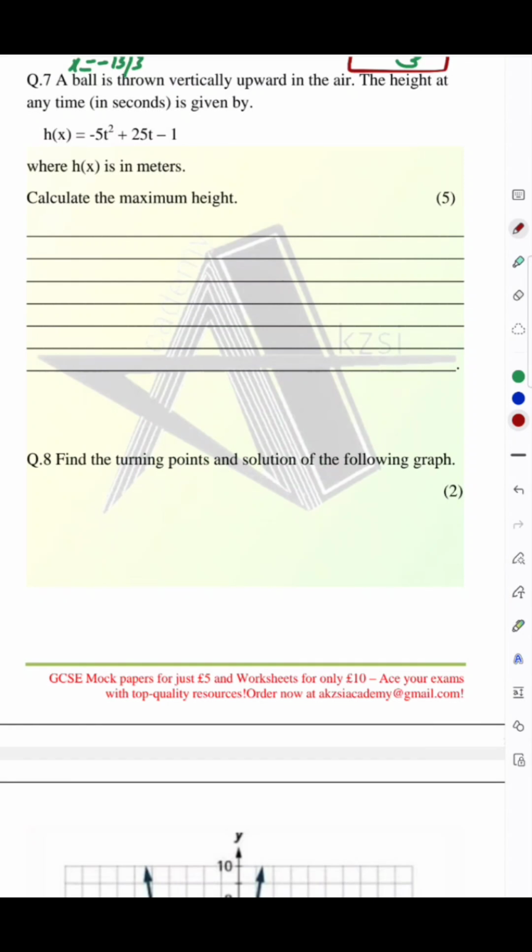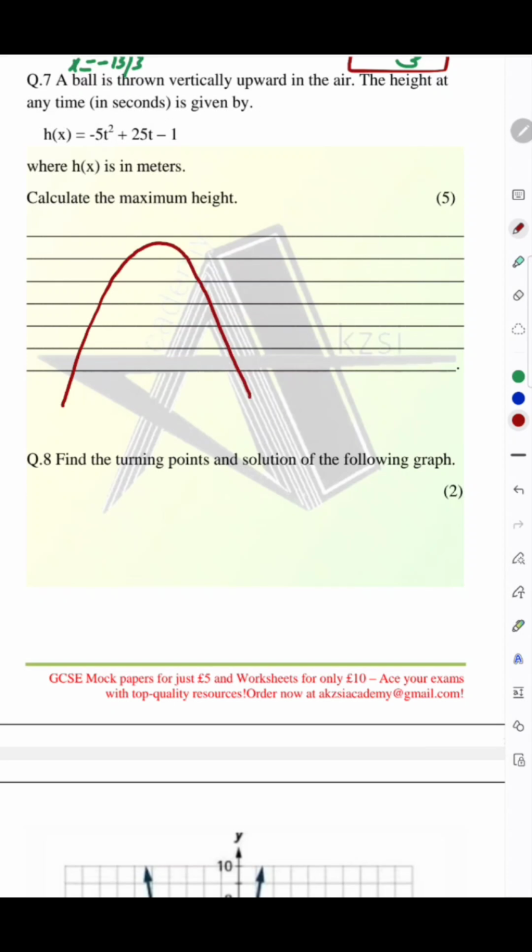Moving on to the next question, it says a ball is thrown vertically upward in the air. The height at any time in seconds is given by h(x) equals negative 5t squared plus 25t minus 1, where h(x) is in meters. Calculate the maximum height. So a ball is vertically thrown upward, it's like this, and the height at any time is given by this.